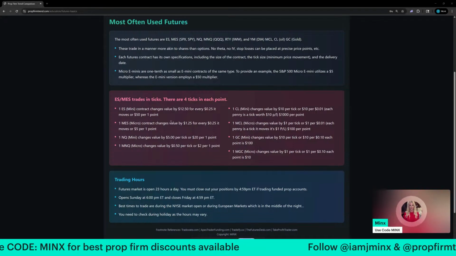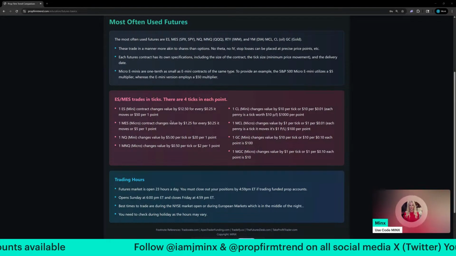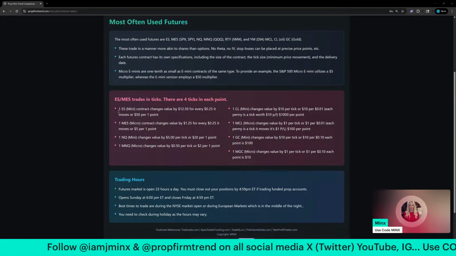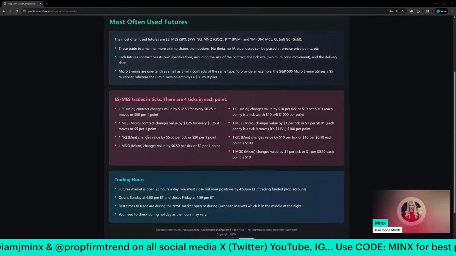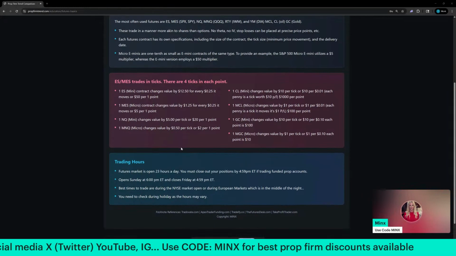It is obviously, don't trade NQ when your account says you should be trading the micros, the MNQ, or don't trade ES when it says you should be trading MES.